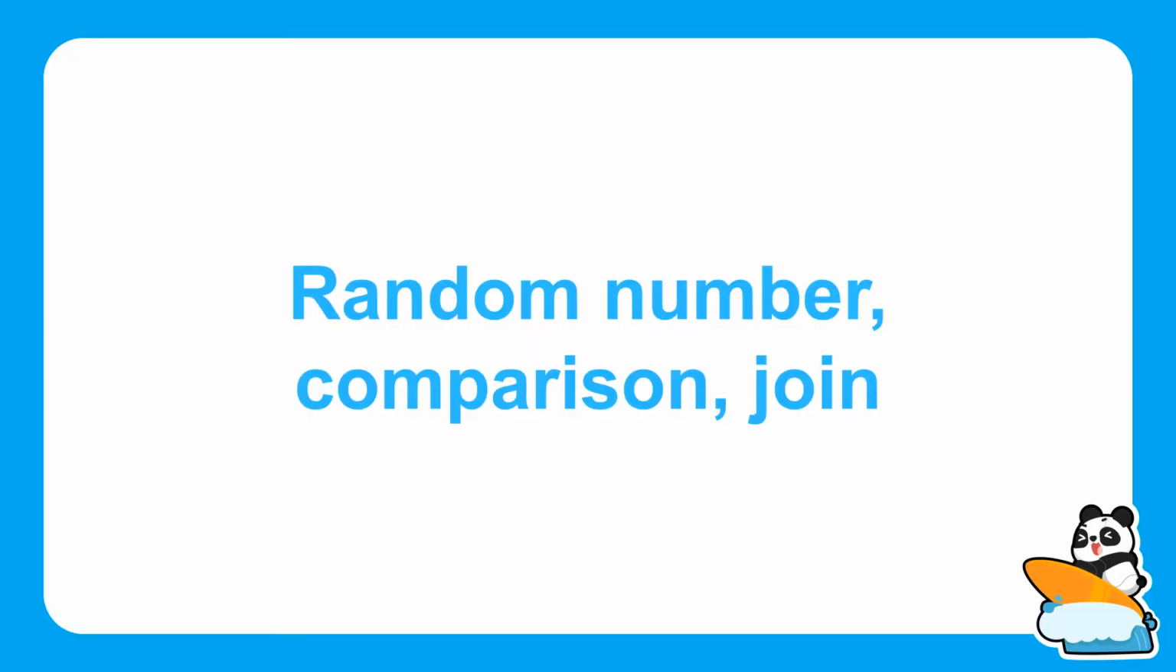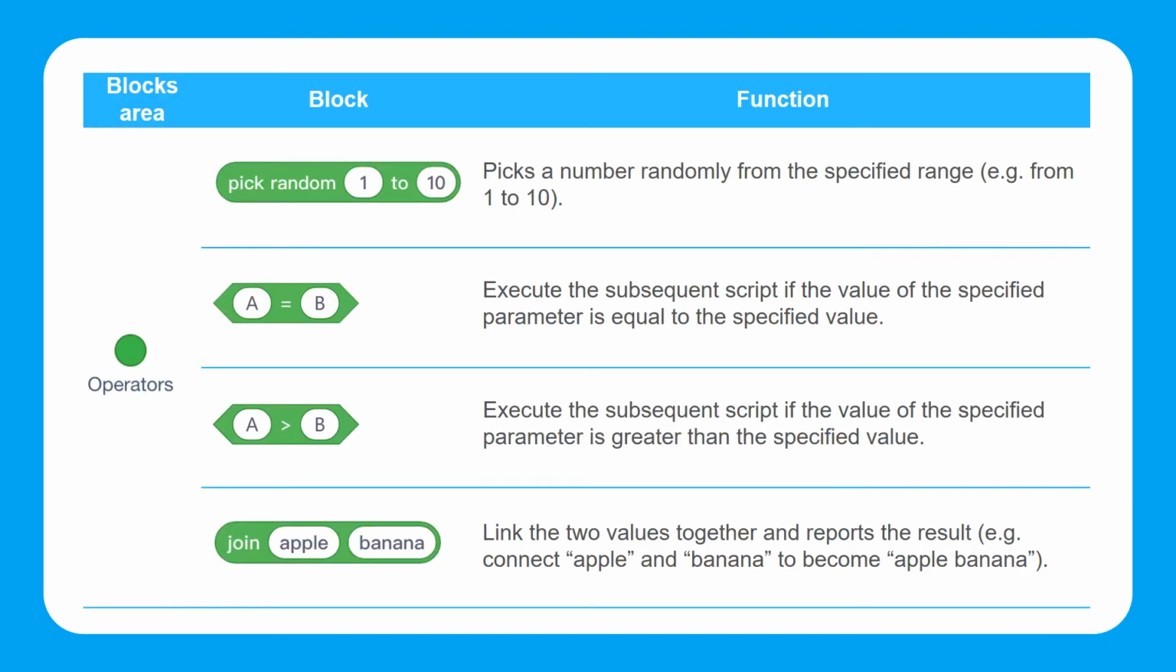How can Panda pick up a random number? How does Panda judge whether the number guessed is big or small? Let's find the answer by learning these new blocks. There are four main blocks that stem from the operators block area, which allows Panda to do this. These blocks are pick random 1 to 10 block, which picks a number randomly from the specified range.